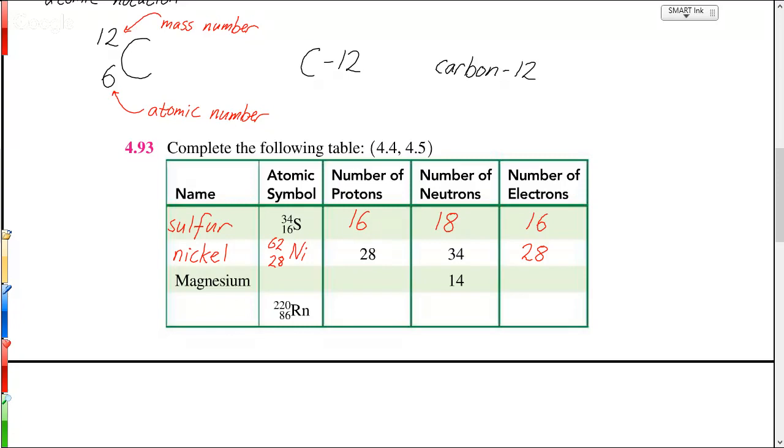Okay, third row. We've got magnesium, that's Mg. We're not given the number of protons, so how do you find the number of protons?